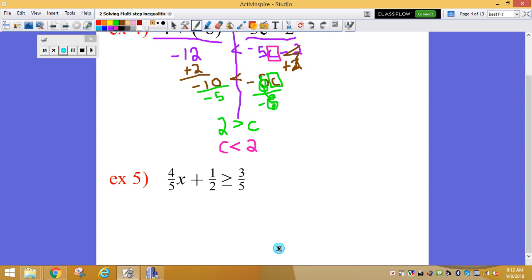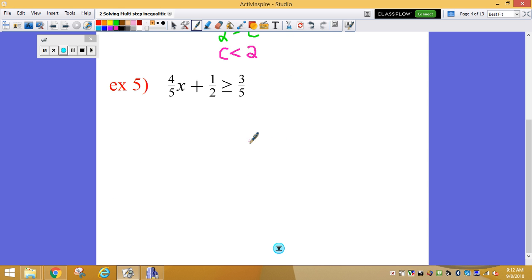All right, example 5, write this one down. It looks nasty because it's fractions, but we're going to use a calculator, so we don't really care about fractions. So I want to get x by itself. So am I going to move 4/5 or am I going to move 1/2? And hopefully you realize 4/5 and x are attached, so I'm going to move the 1/2 by subtracting it. Subtract 1/2. So these go away.